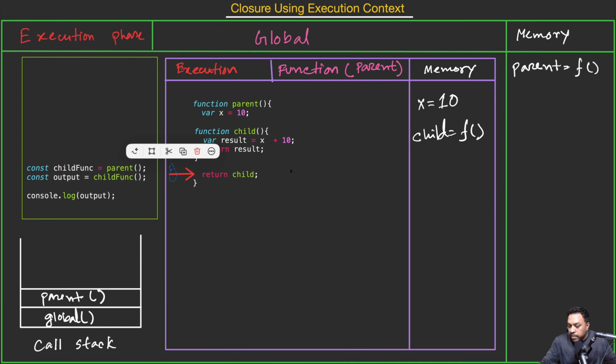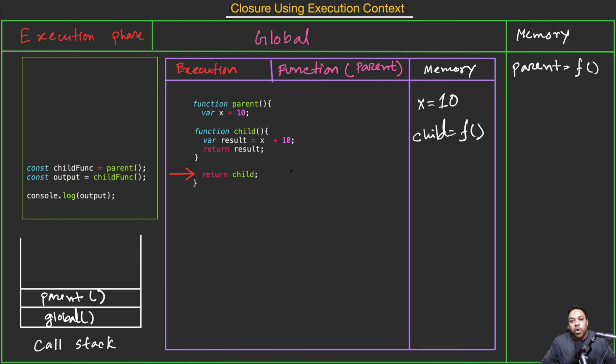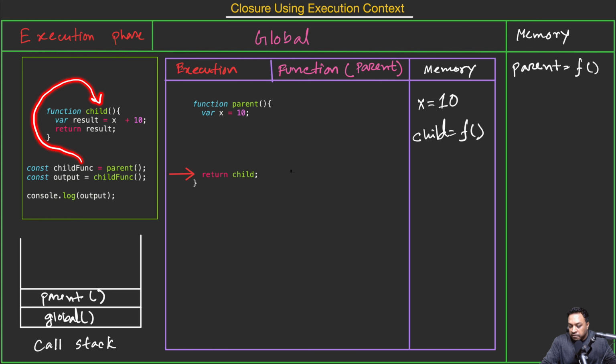And here it is returning this child. And we know when a function returns something, the whole function will be removed from the context. I mean, the context will be gone, and it will also be removed from the call stack. So this child function will be returned, and this child variable will point to this child function. And where is this child function? It is in the global context. So it will be here. So let's write that first.